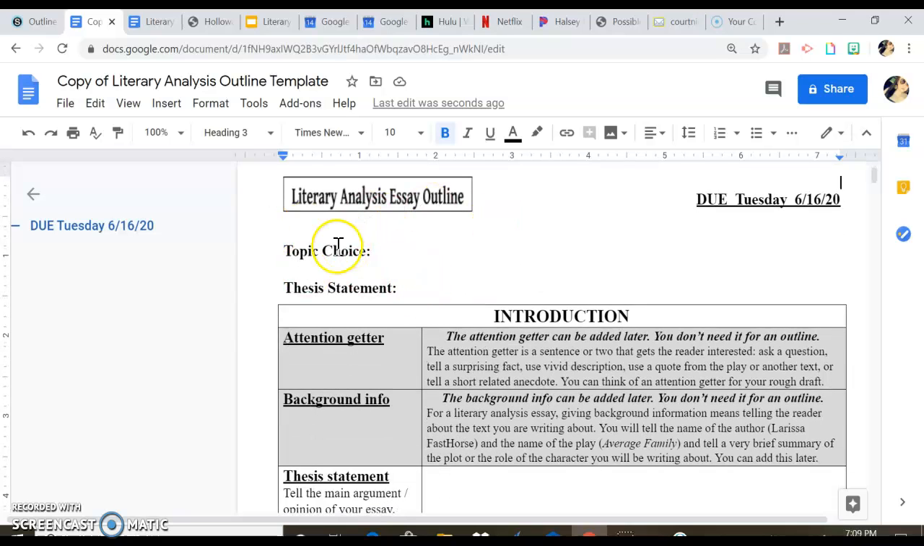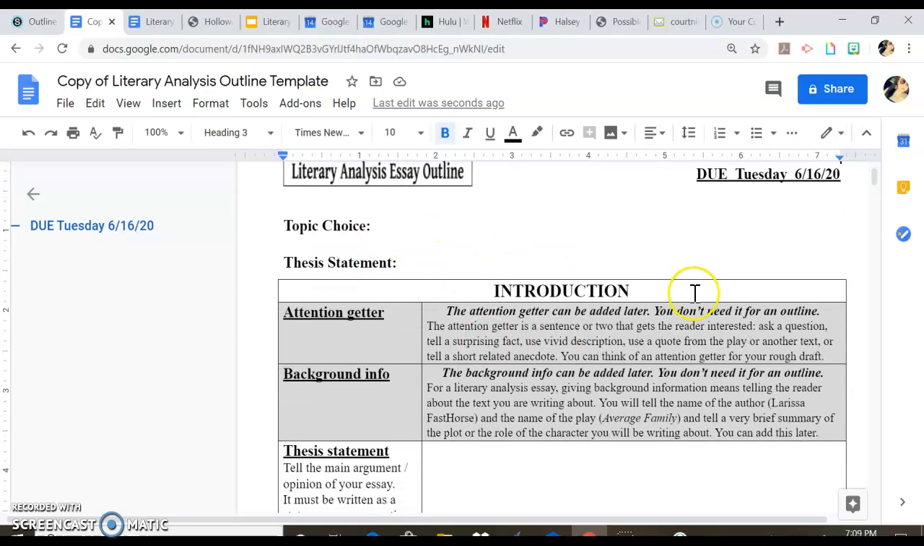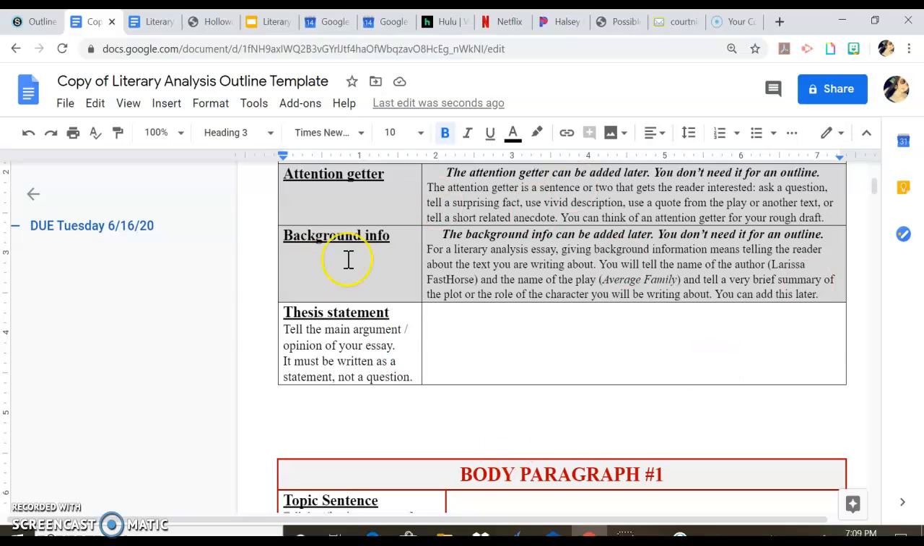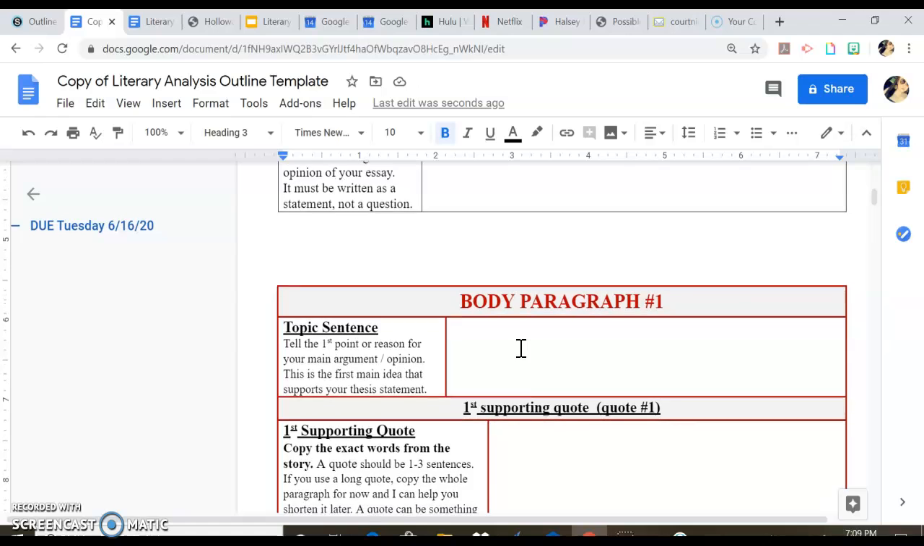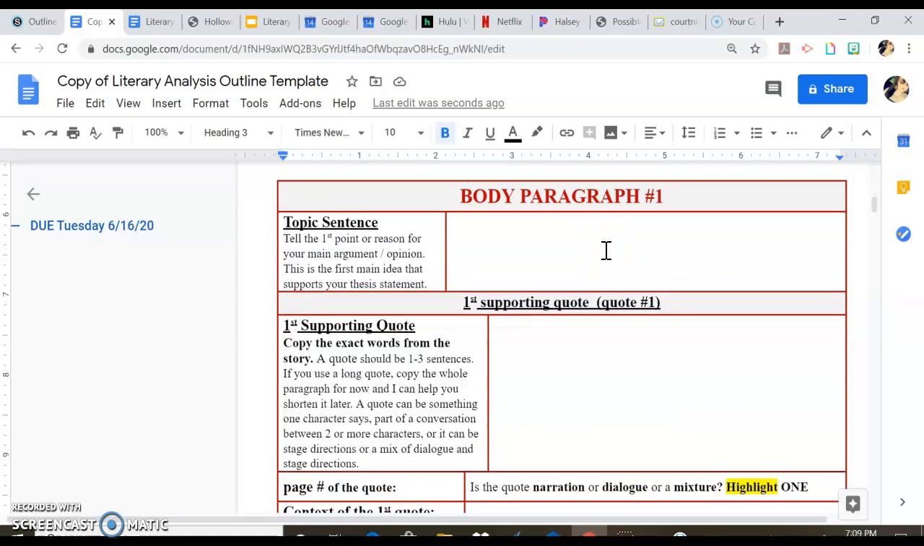So here you're going to tell me your topic choice. You would just say like topic choice number 2 or whatever one it is. Here you would write your thesis statement. You don't need to give me any of this information. That will come with your draft thesis. Just write that again right here. And it's split up by body paragraph.